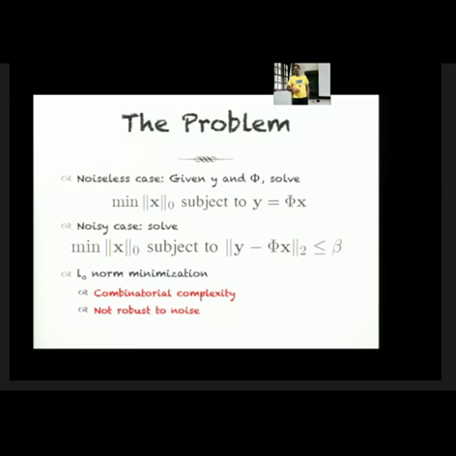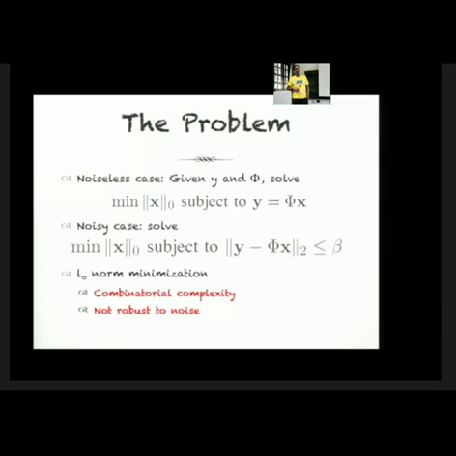You don't require that y and phi x must be exactly matched with each other. But among all such vectors where the L2 norm of y minus phi x is at most beta, you want to find the vector which has as few non-zero entries as possible. So this is a problem in basic linear algebra. But this is a problem which is notoriously difficult to solve in practice.